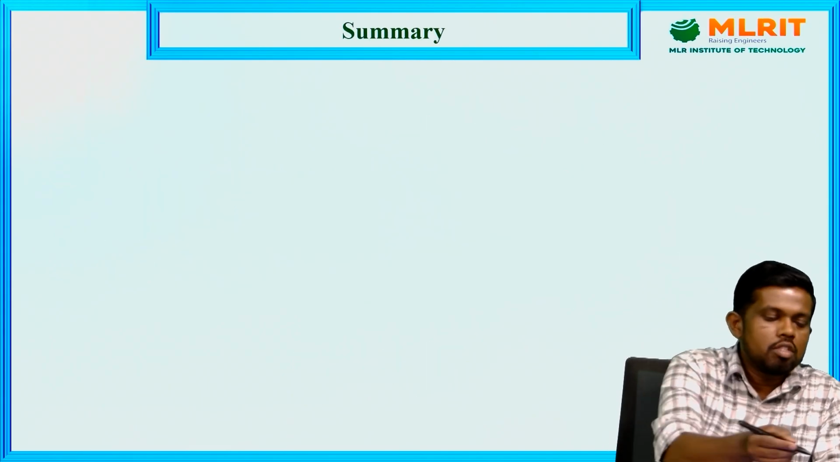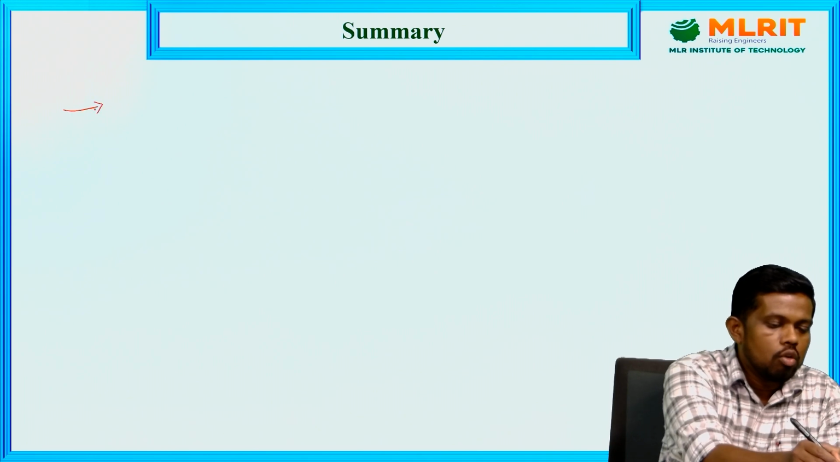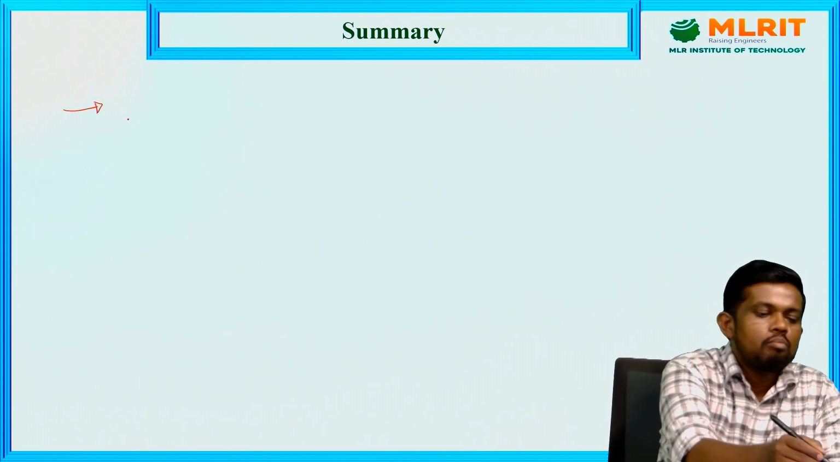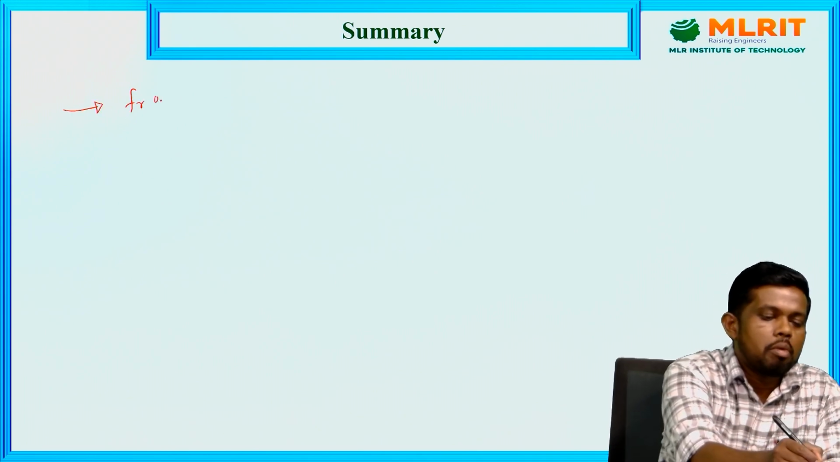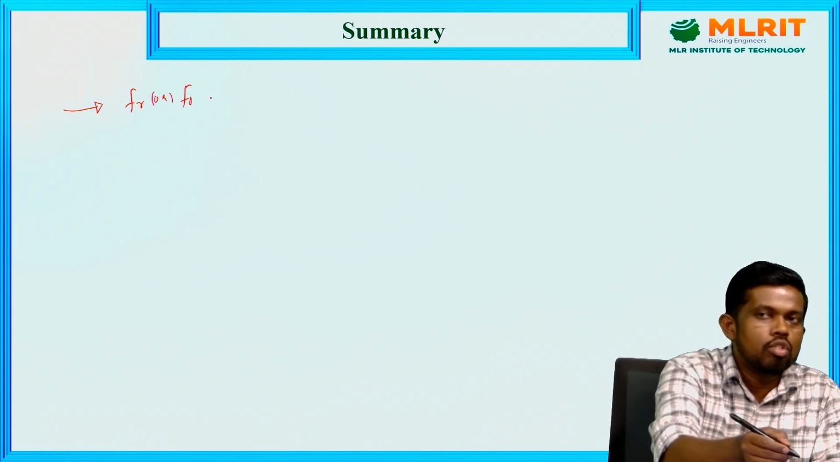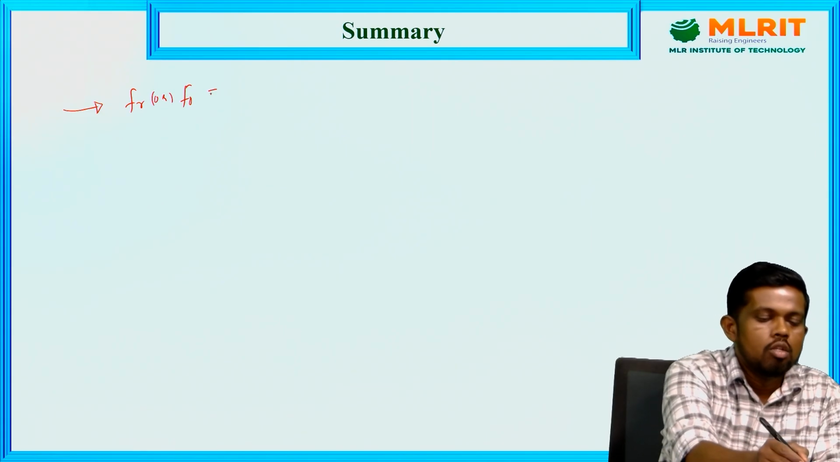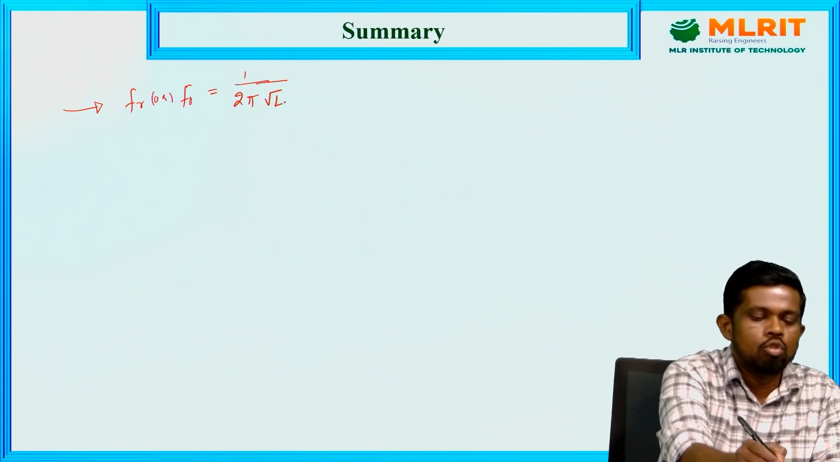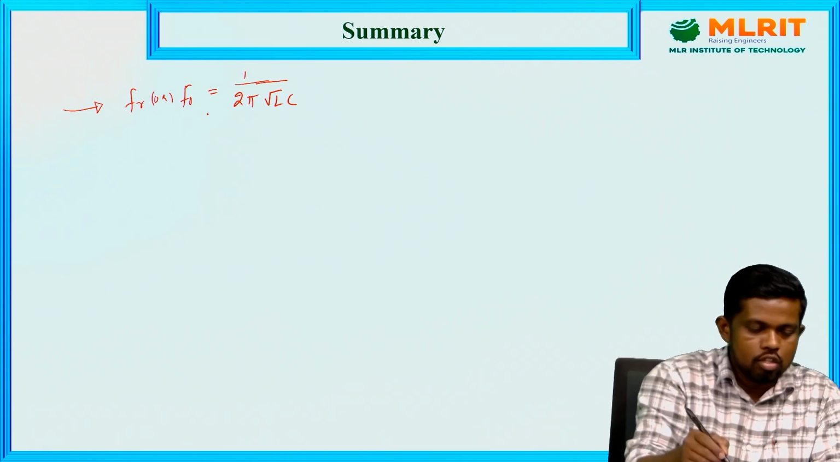The summary of the session: till now we have discussed what is meant by resonance frequency. We can represent the resonant frequency as either FR or F0, which means the frequency at which the resonance condition is set. That value is 1 by 2 pi root LC, which we derived in this session.